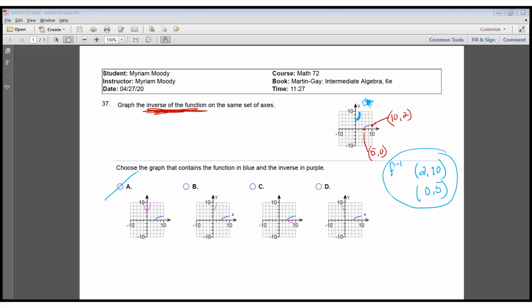So letter A is gone. Does it look like B? Yeah, it sure does look like B. Does it look like C? Nope, because C, our other half is not down here. And D? Nope, other half is not on that side, so that's not it. Letter B would be the graph of the inverse. Does that make sense? Okay, so hang in there. I'll be right back with some more examples.